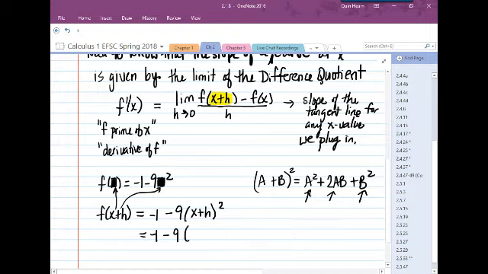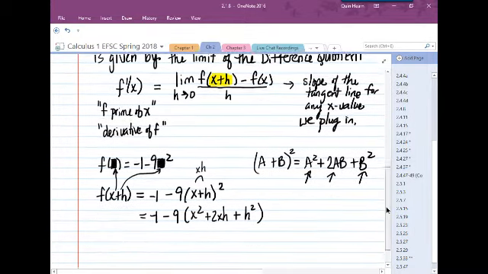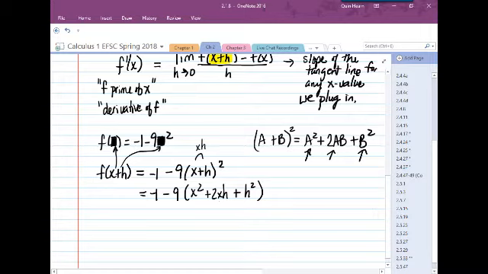So one little rhyme you can remember to speed this up rather than foiling it all out is: square the first, square the last, multiply together, and double up fast. So I'm going to square the first term, gives me x squared, plus I'm going to square the last term, which gives me h squared. And then I'm going to multiply these together, which gives me xh, and double it, so 2xh. So that's a nice little rhyme one of my students taught me.